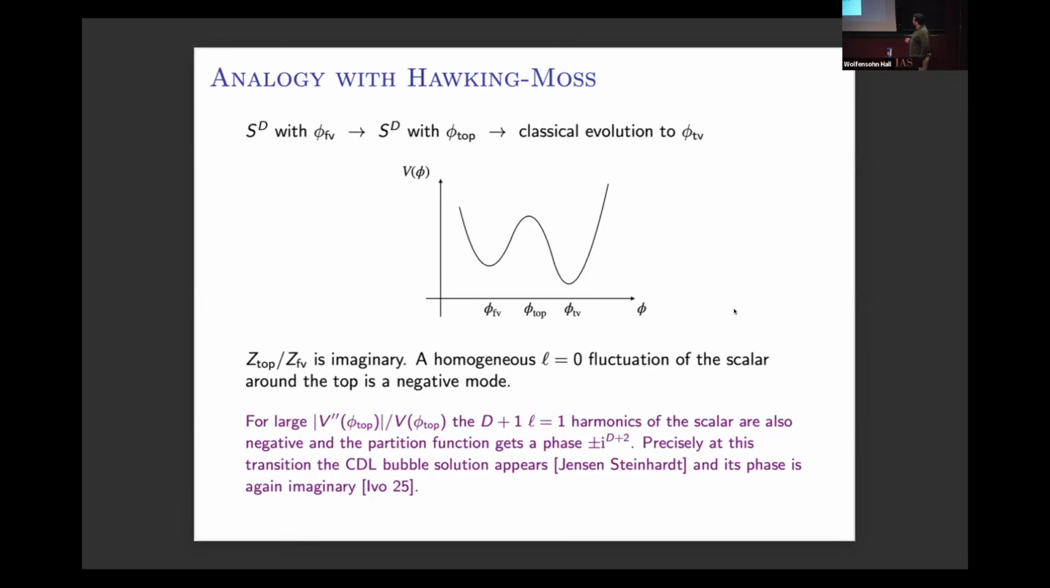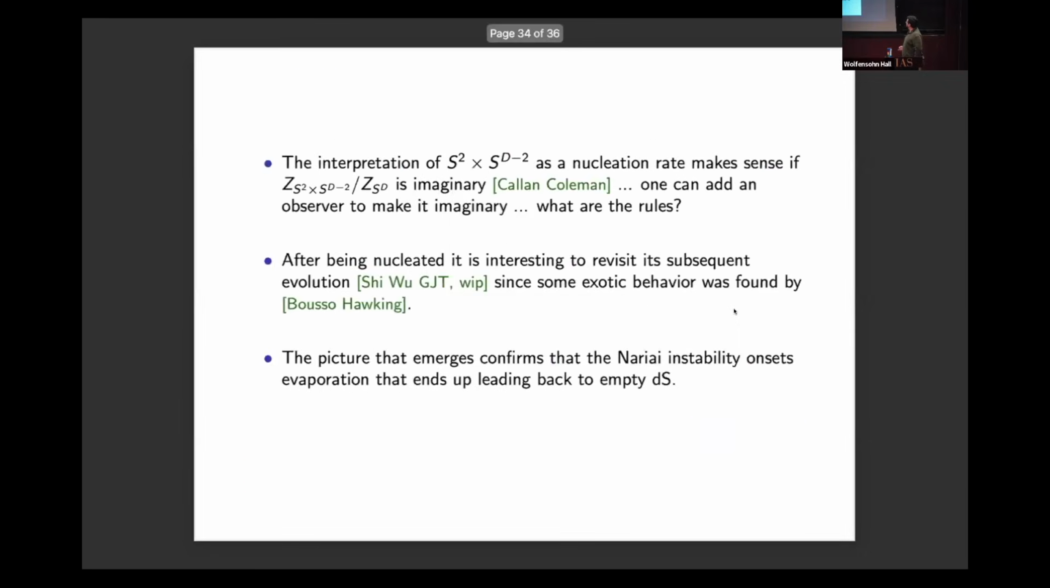So presumably the phase is always i for all potentials, and there was a nice paper by Victor Ivo analyzing the opposite limit to this, which is when V double prime is very large, and you look at the negative modes of the Coleman-De Luccia geometry. Okay, this was a side remark.